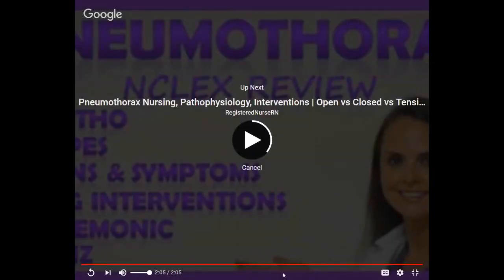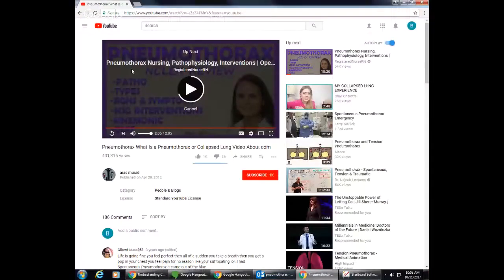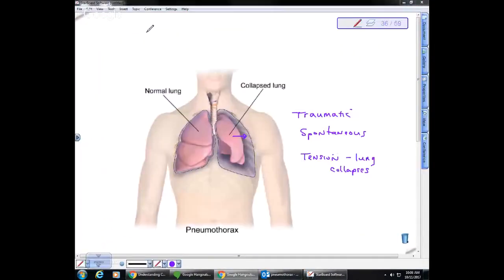So on your lecture notes, you want to write traumatic, but realize that the trauma occurs, but the air actually comes from the lungs. So it's not actually coming from the wound opening into the chest. The air comes from the lungs and into that space. And then spontaneous can be due to diseases that are associated with the lungs. We're going to talk about emphysema and asthma and chronic obstructive pulmonary disease, which is abbreviated as COPD. So we'll talk about that.